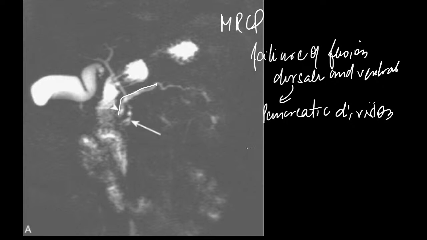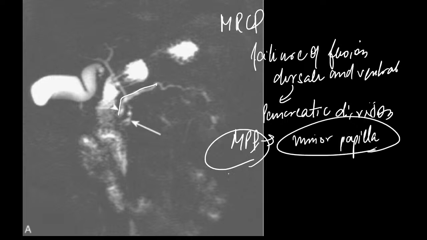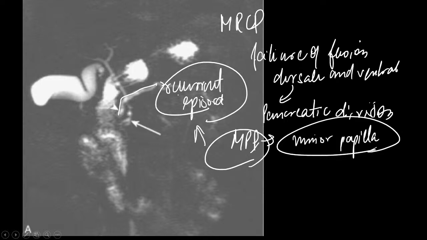And in this case, what happens? Your main pancreatic duct, that is your dorsal duct, duct of Santorini, is draining into the minor papilla. And when this main pancreatic duct is draining into the minor papilla, these patients can present with recurrent episodes of pancreatitis. Okay, clear? Are you guys clear?